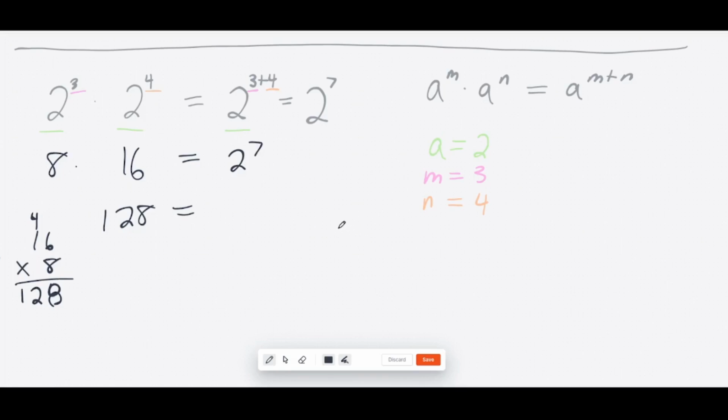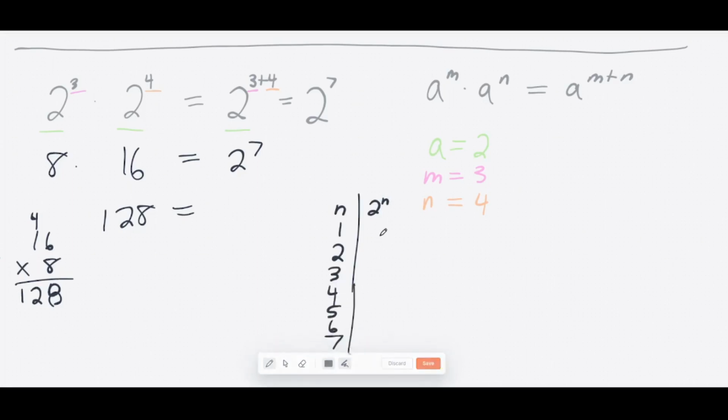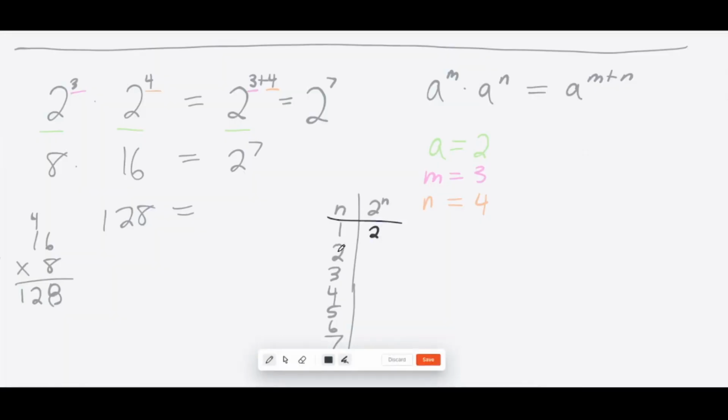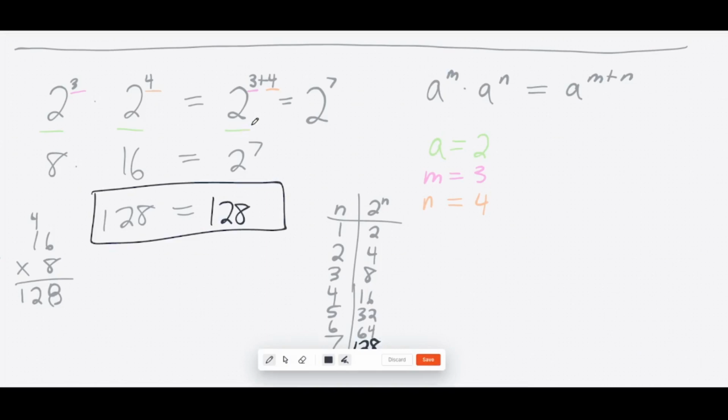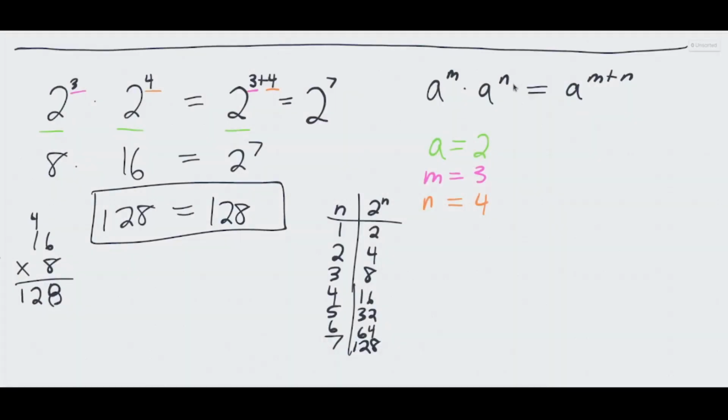So if we wanted to create a table over here, this would be the exponent, so this would be n, and this would be 2 to the n. If we created a table, it'd be 1, 2, 3, 4, 5, 6, 7, because we want to go all the way up to 7. So if we start off with 1, that would be 2 to the first power, which is just 2. 2 to the second power, 2 squared, would be 4, 8, 16, 32, 64, and then 64 times 2 would be 128. So you see that we really do get 128 equals 128 when we're testing out if this works. So that's just one example.